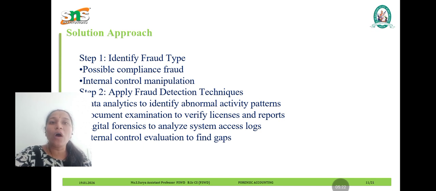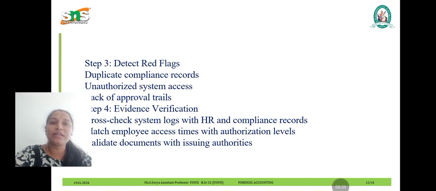Step 1: how to identify the fraud type. First, compare the fraud with internal control manipulation. Second, apply fraud detection and the activity performed in the examination to verify it. Third, detect the red flags, such as duplicate compliance records and unauthorized system access. Finally, approval trails and evidence verification.